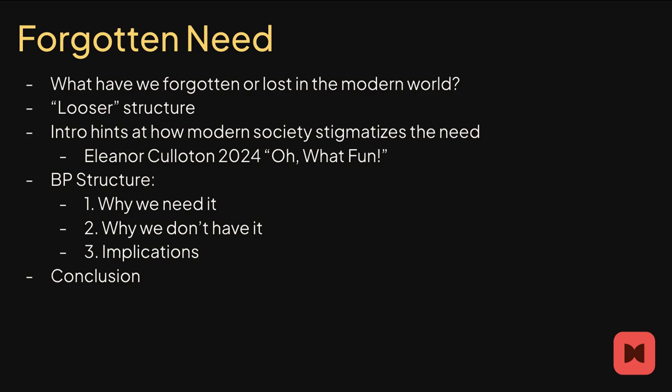I think the key takeaway for the forgotten need speech is that you really need to explain three things. The first thing is what do we forget or what have we lost in the modern world and why is that thing important? The second is you need to explain how do we lose it, and oftentimes it's from social stigma or say industrialization or commodification. And then finally you need to say why does that matter? So in general it's similar to the other speeches, but the structure can be a little looser.